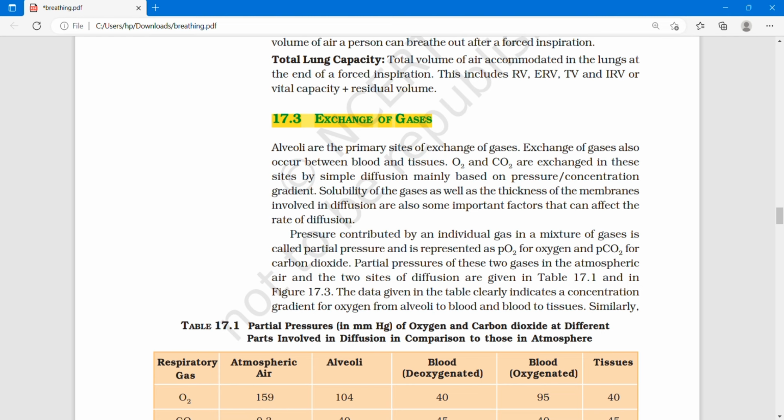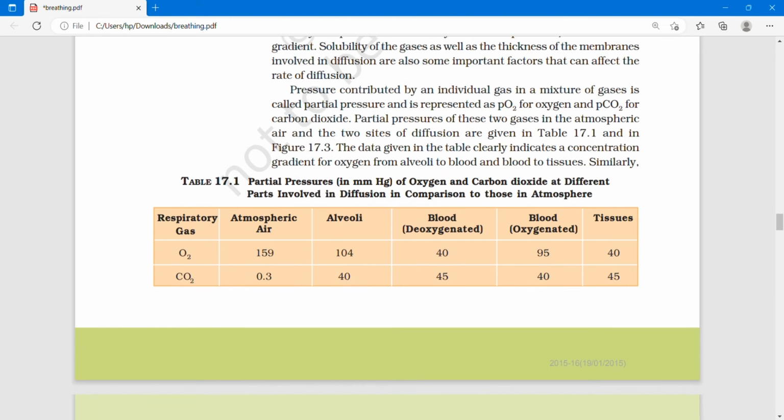Partial pressure of these two gases in the atmospheric air and the two sites of diffusion are given in table 17.1 and figure 17.3. The data given in the table clearly indicates a concentration gradient for oxygen from alveoli to blood and blood to tissue. Table 17.1, partial pressure, that is given in mmHg, of oxygen and carbon dioxide at different parts involved in diffusion in comparison to those in atmosphere.